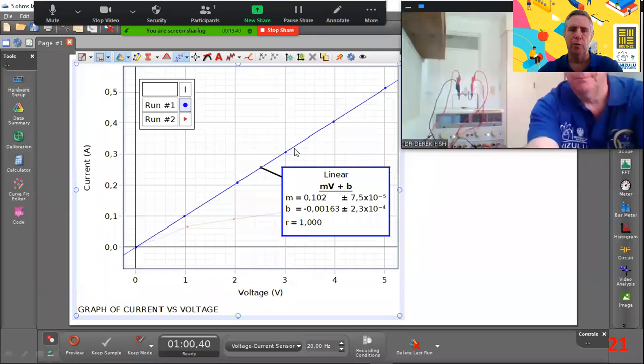And in fact, when we analyzed the graph on the Pasco software, we saw that the experiment went very well. We got a very good regression coefficient, and the points lay nicely along a straight line. And this confirms that indeed the gradient, which is 1 over R, is 0.102. The y-intercept is very, very small. It's effectively 0, which we'd expect for a direct proportionality.